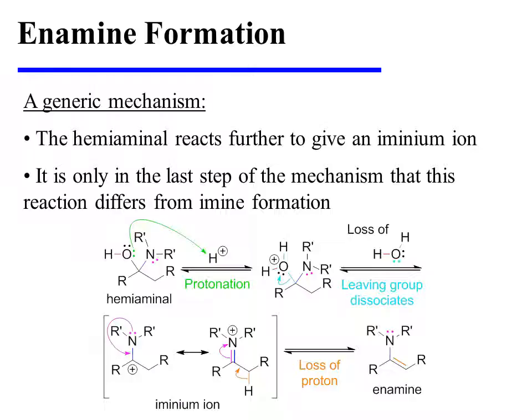It is only in the very last step of the mechanism that this reaction differs from imine formation. Since the nitrogen has no proton to lose, a proton must instead be lost from the alpha carbon. And as that happens, electrons are pushed onto nitrogen to neutralize its charge, thereby forming the enamine.